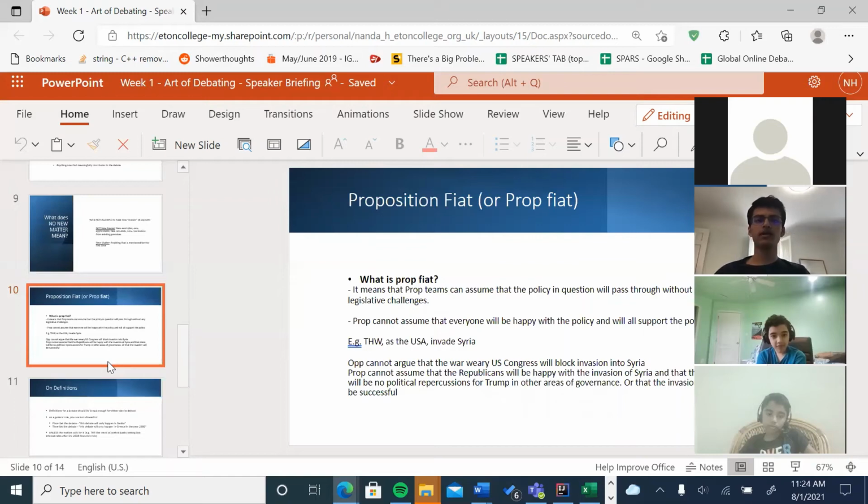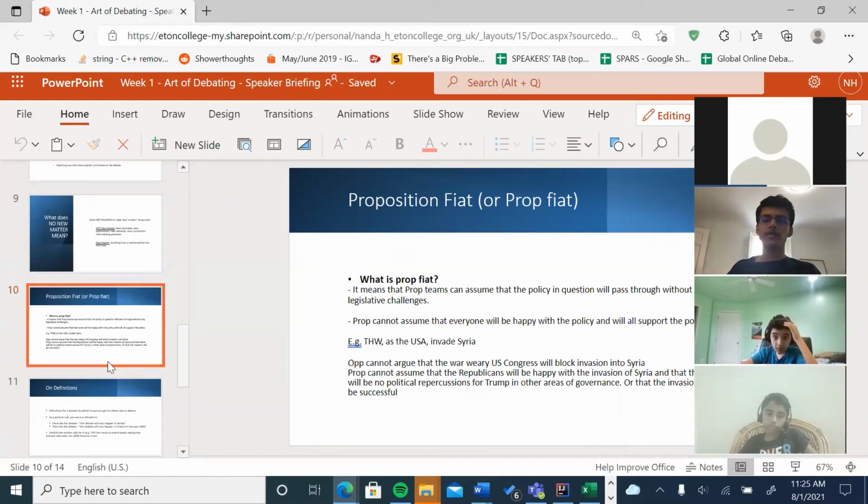So the next thing is proposition fiat. What is proposition fiat? This is the simple notion that the policy being proposed is assumed to successfully pass through legislation. So what I mean by that is, if the motion was this House would implement a sugar tax, you can't, as the opposition, say, this would never happen. Realistically, politicians would never agree to this, because that's just going to make the debate unfeasible. You need to assume that the policy will pass and then discuss, is this a good thing or is this a bad thing?